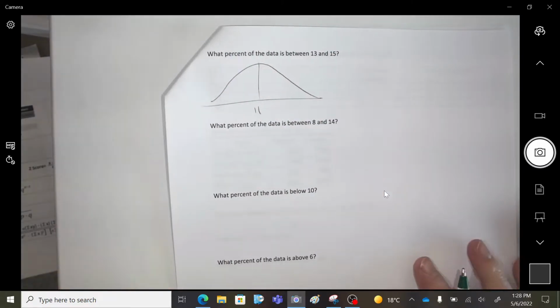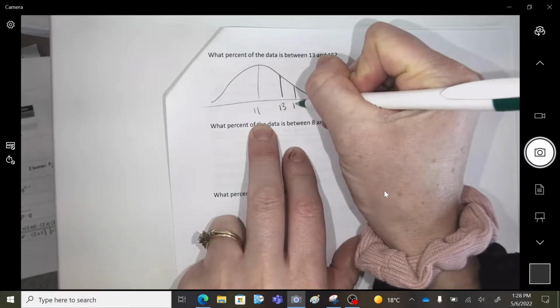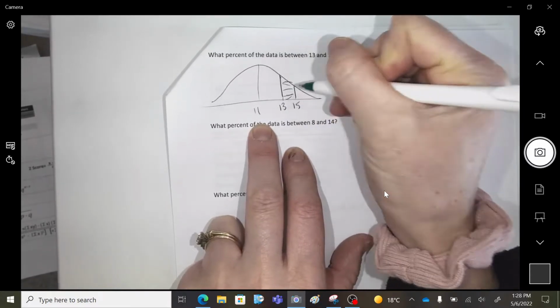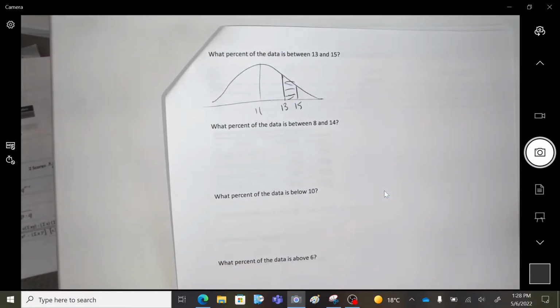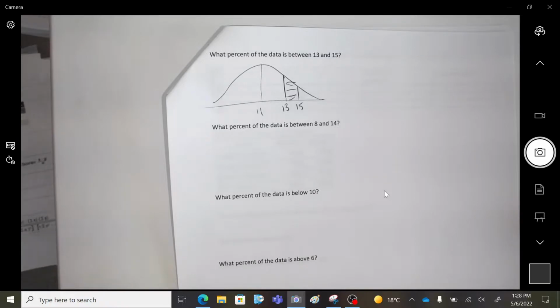Okay, what percent of the data is between 13 and 15? So there was our 11, so I want to know what's between a 13 and a 15. So that's what I want to know. I'm going to draw because that's going to help me understand my Z scores being positive or negative. Okay, because our chart doesn't help us with negative, so we have to figure that out on our own.